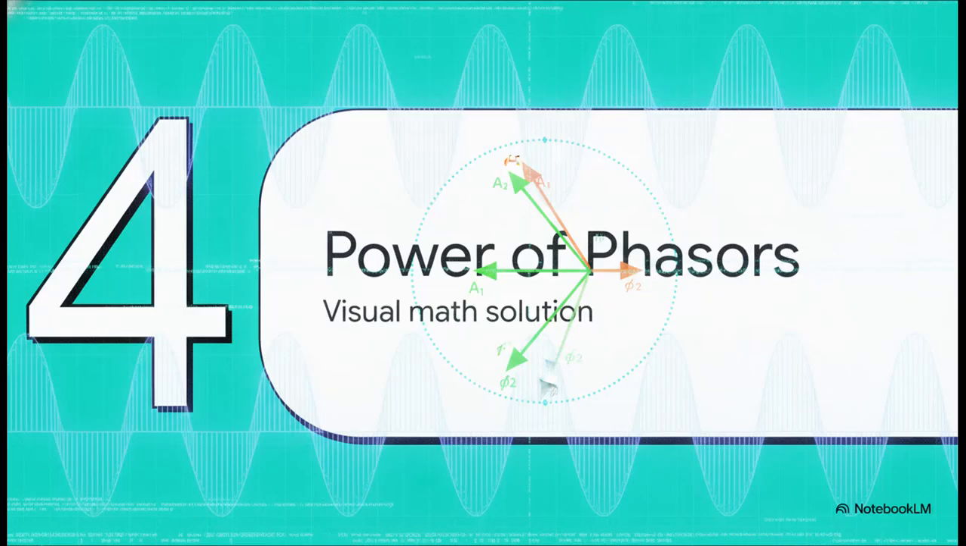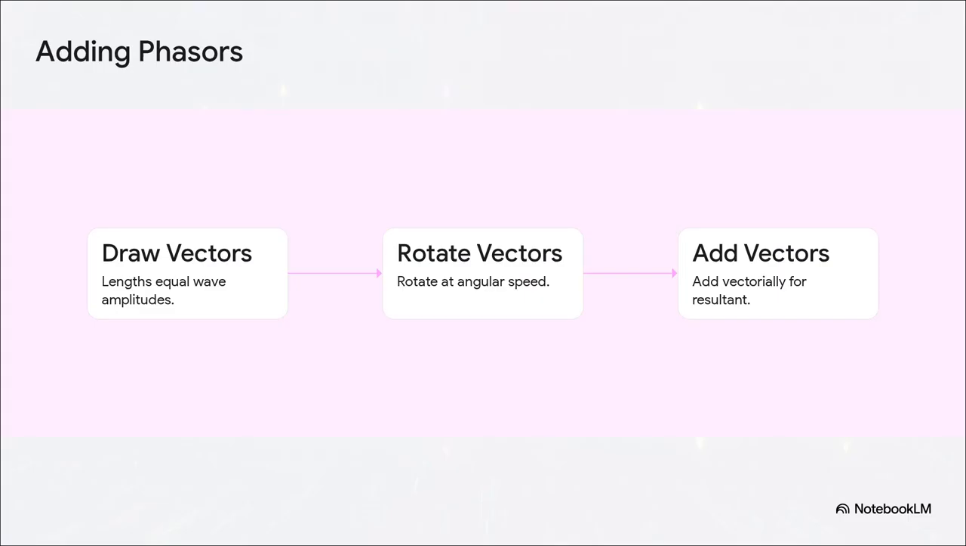Section 4. The power of phasors. A visual solution to messy math. Now, adding identical waves is a breeze, but adding waves with different amplitudes or complex phase shifts using trigonometry, that is an absolute nightmare. So physicists use this really slick visual trick called phasors.